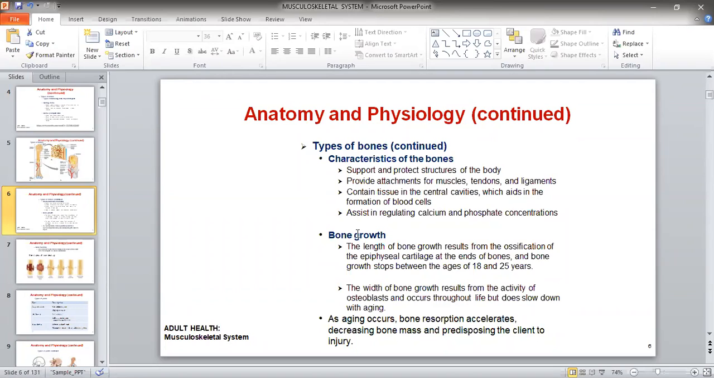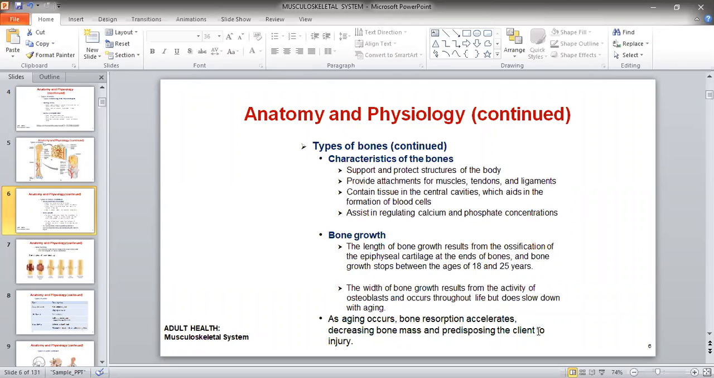And here, the bones growth. I said, the length of bones growth results from ossification of epiphyseal cartilage at the end of the bones. So if you want to find out the age of the bones, you can read the bones ossification systems.